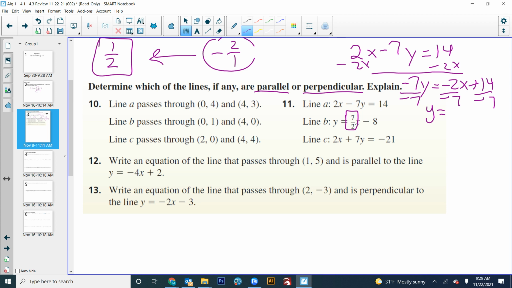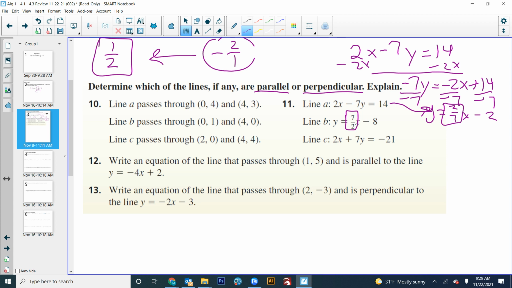Negative 2. What's negative over negative? Positive. So it'd just be 2/7 x minus 2. This is the only thing I care about. So that was A, right? So there's 2/7. Now, here's where you got to be careful. I have 7/2 here. I have 2/7 here.